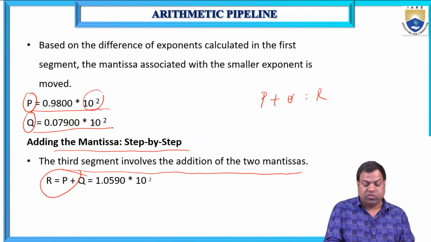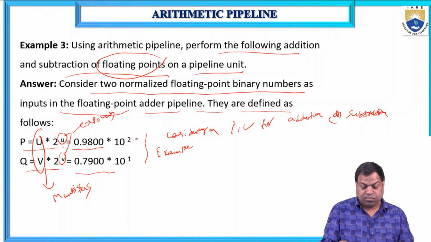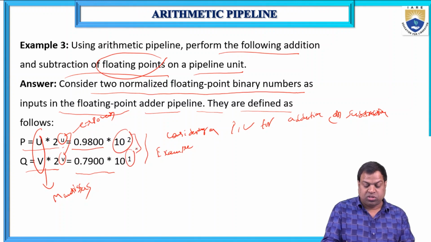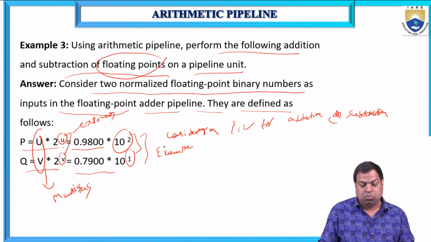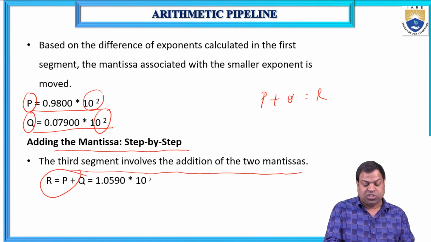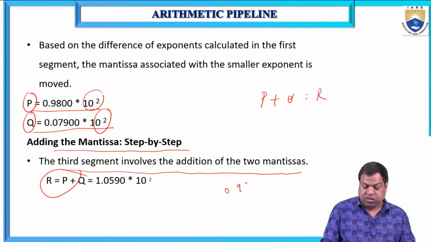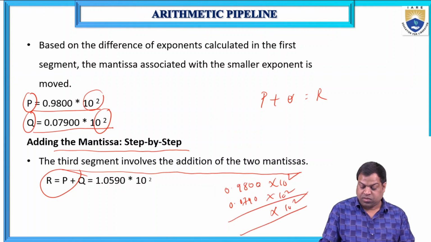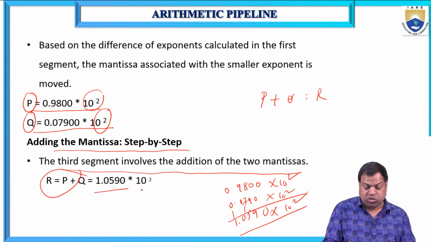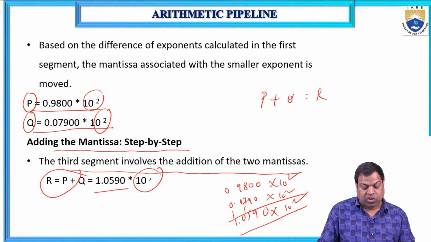So I am taking here 10 square. Why? Because here it is 10 square, here 10 power 1, so both exponents should be balanced. So here I am taking both as 10 square. That is the reason I am changing the values to 0.9800, 0.07900, like this. 0.9800 into 10 square, 0.079 into 10 square, 0, 9, 15, 1.0590 into 10 square. It is R equal to P plus Q.